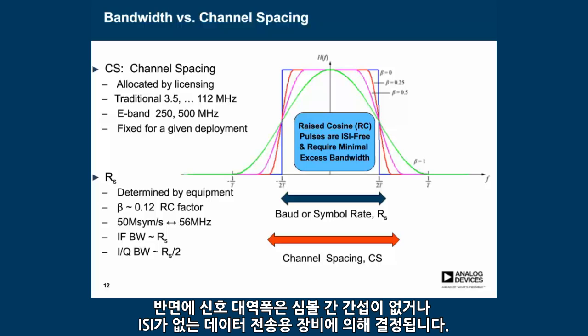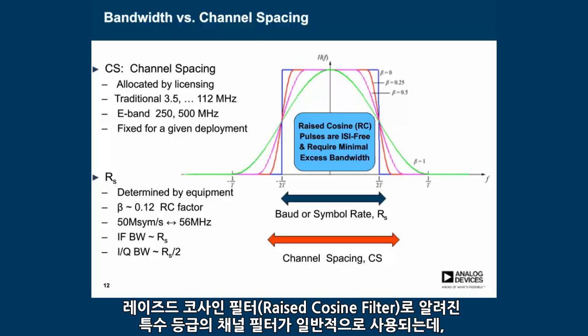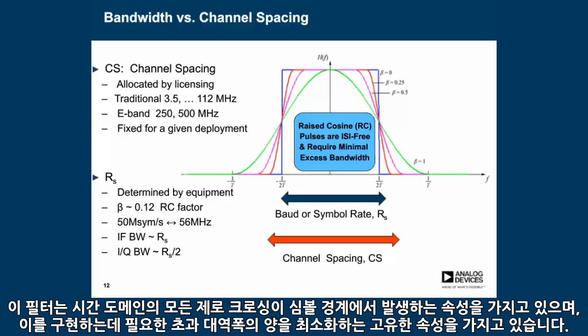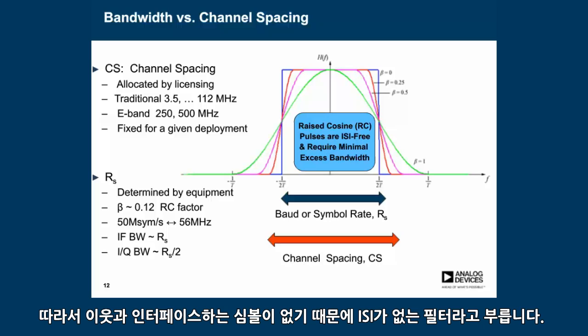Signal bandwidth, on the other hand, is determined by the equipment. For inter-symbol interference-free, or ISI-free, data transmission, a special class of channel filters known as raised cosine filters are commonly used. These filters have unique properties that minimize the amount of excess bandwidth needed to implement them, while also having the property that all zero crossings in the time domain happen on symbol boundaries. Thus, no symbol interferes with its neighbor, hence the name ISI-free filters.